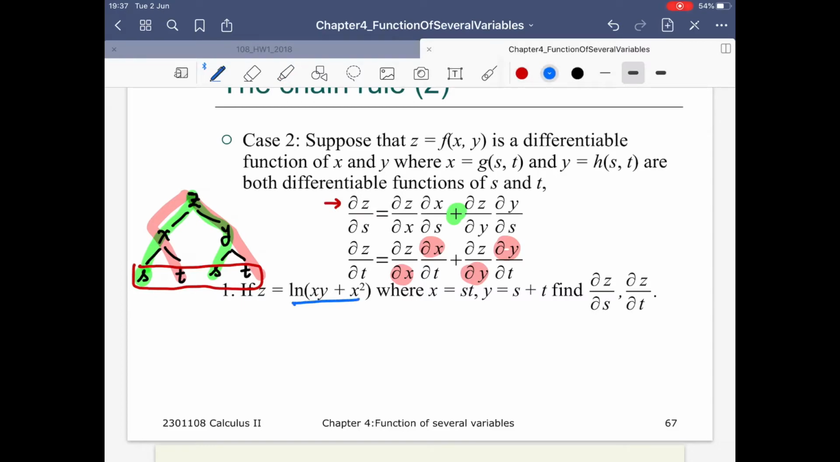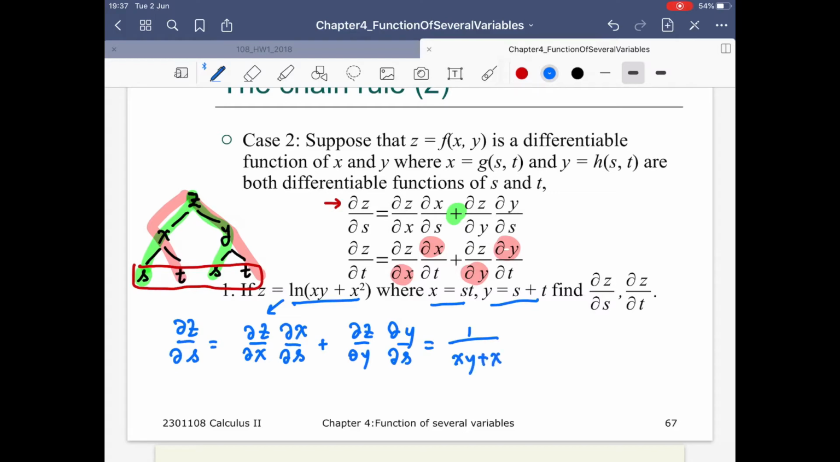Okay, and so for example, let's look at this problem. You got log of xy plus x squared, and then your x depends on s and t like that, your y depends on s and t just like that. So if you need to find dz by ds, let us write down a formula first. So dz by dx, dx by ds, and dz by dy, dy by ds. Okay, so for dz by ds, it is a logarithm. So you got 1 over xy plus x squared, and then a derivative of the inside with respect to x, right? Just like that.